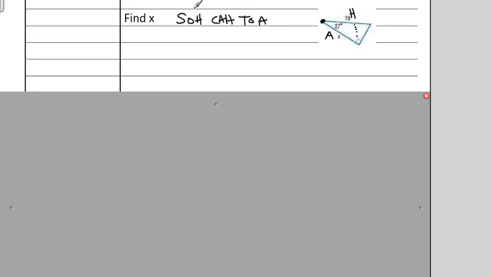So I write down my saying, SOH CAH TOA, and I look to see which of the three trig ratios have an A and an H in it. And again, I'm using cosine. So cosine of your angle equals A over H. And now I fill in. Cosine of my angle is 27, equals A, which is x, over H, which is 19.